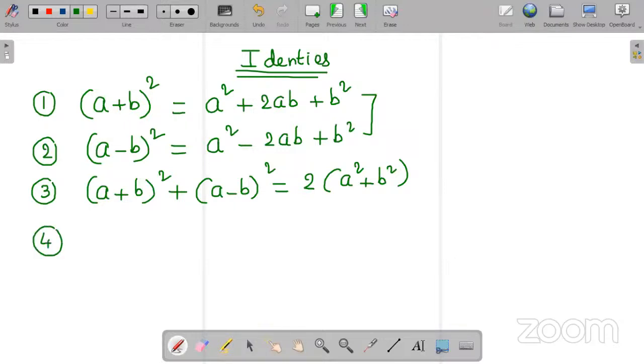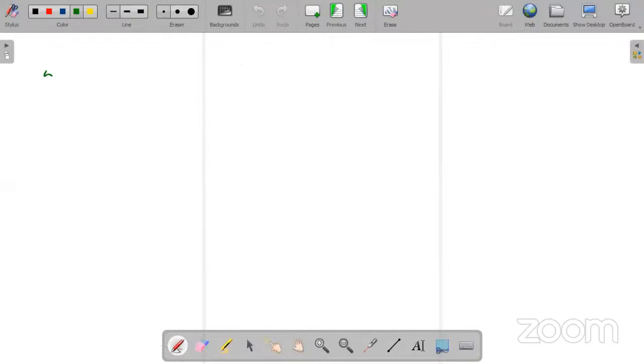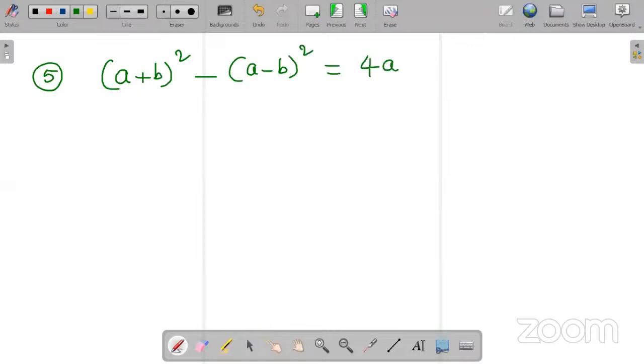Okay, next a plus b into a minus b. My dear student, first term plus second term, first term minus second term is equal to first term square, a square, minus second term square. This is very, very important formula. You must remember. Right. So next formula we have a plus b whole square minus a minus b whole square. So that is 4ab. Clear?